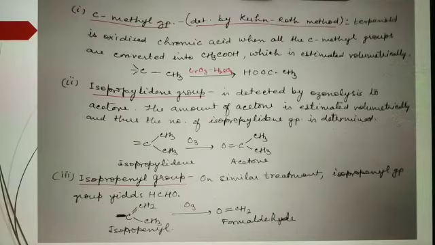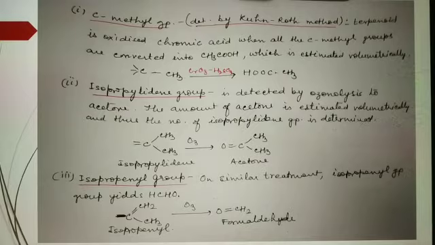Second is the isopropylidene group. It is detected and estimated by ozonolysis. When we ozonize it, we get acetone as the product. So the amount is estimated volumetrically, and thus the number of isopropylidene groups is determined.